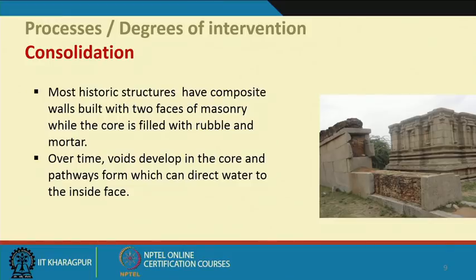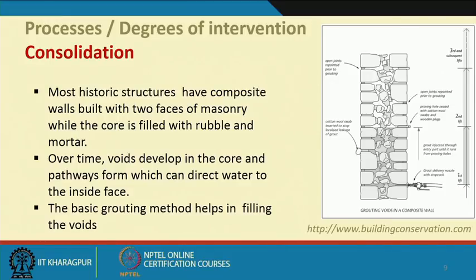So, grouting within the wall section is absolutely important, and that is why the grouting can be localized, or it can be over a vast stretch of wall or structure. This is an example where you can see that the wall is made out of two external surfaces, and within there is a core element which over the years has become loose, and so the grouting has to be done.